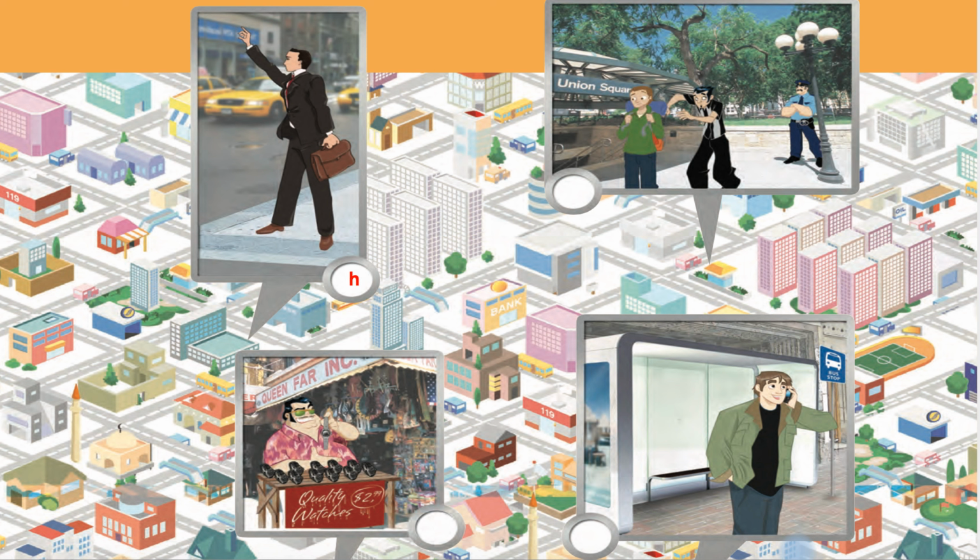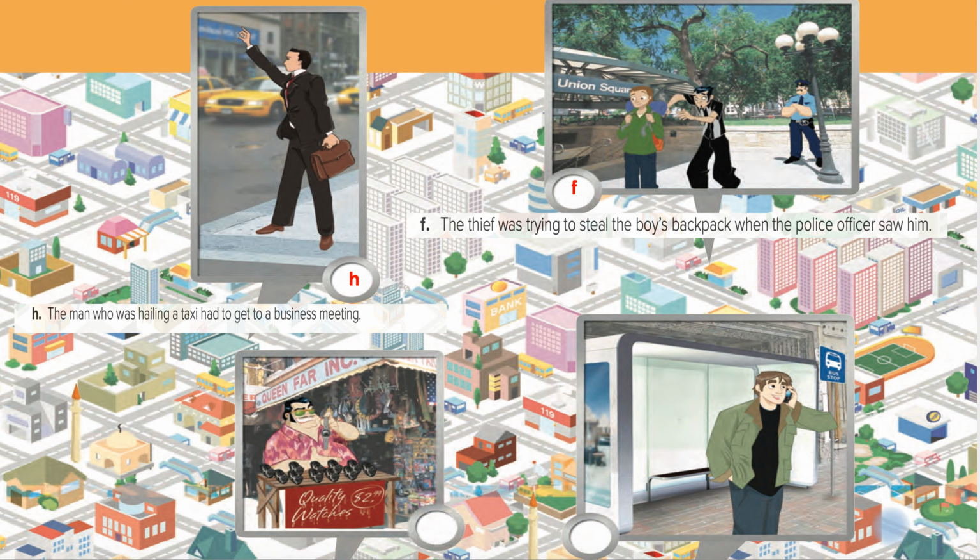In this picture H, so the man in the suit is hailing a taxi, or the man who was hailing a taxi had to get to a business meeting. F, and the thief was trying to steal the boy's backpack when the police officer saw him. Now let's take a look at this picture. C, okay, the watches that the man was selling were fakes.